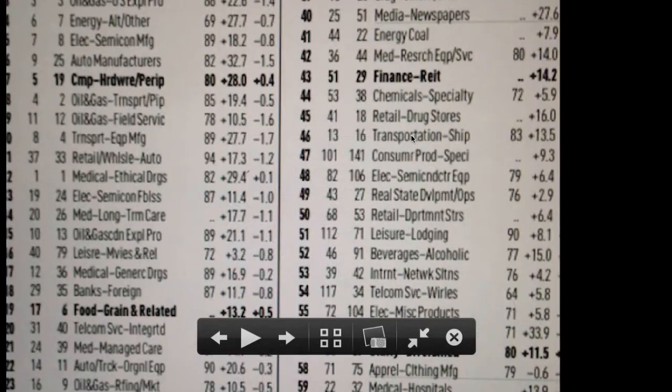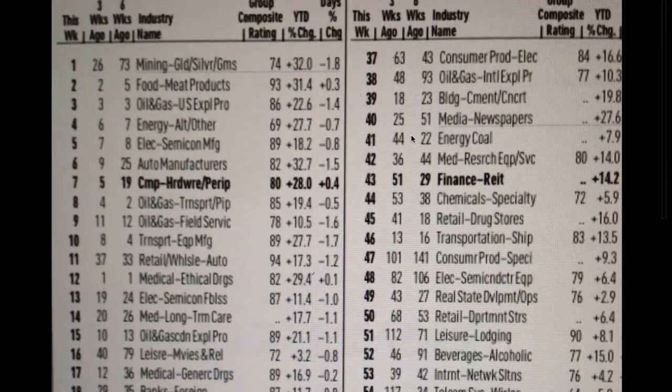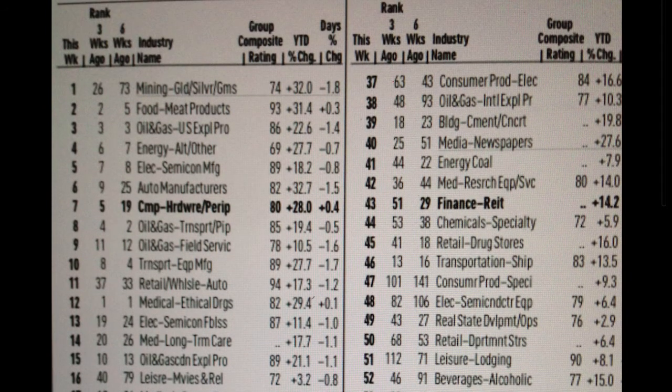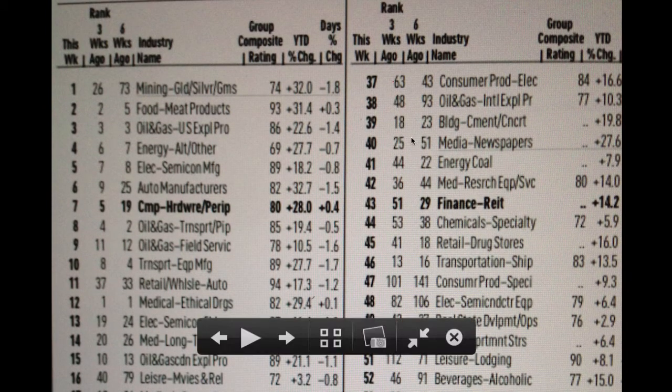If you subscribe to Investors Business Daily, you can check out what the major industry groups are and what their current rank is. If you look at the top 10 industries here, you look at where they were 6 weeks ago, 3 weeks ago, and this week, look where gold and mining shares are. They were 73 6 weeks ago. 3 weeks ago, they moved up to 26. And this past week, they're number 1, gold and mining shares.